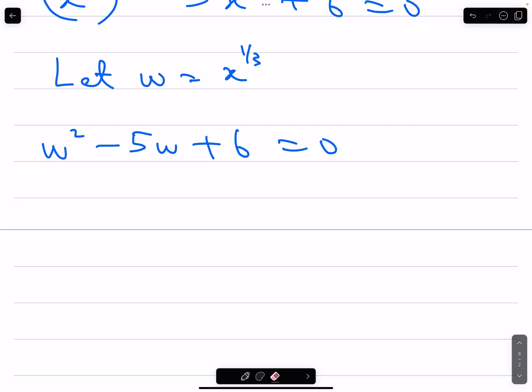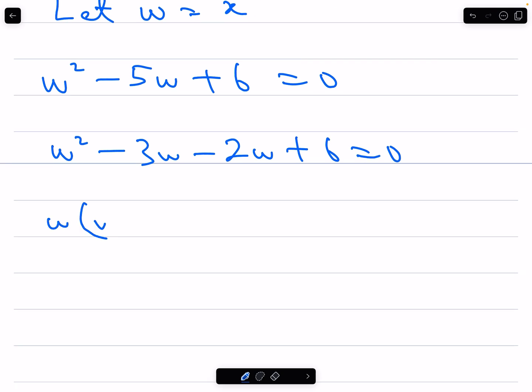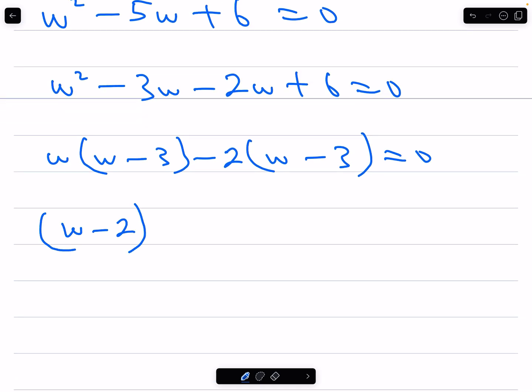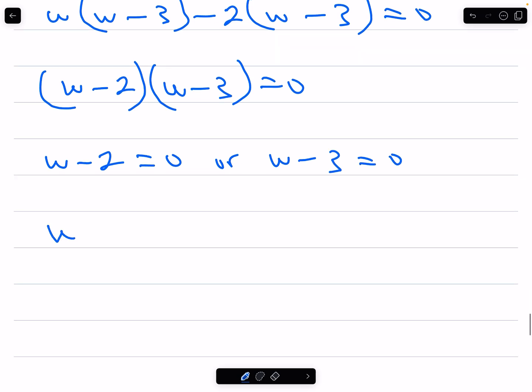So now this simply means we can solve this by the factorization method. To do that, we have w squared minus 3w minus 2w plus 6 equals 0, which simply means w into w minus 3 minus 2 into w minus 3 equals 0. And that means w minus 2 times w minus 3. I know we all know factorization already, and that simply means w minus 2 equals 0, or w minus 3 equals 0, which means w equals 2 or w equals 3.